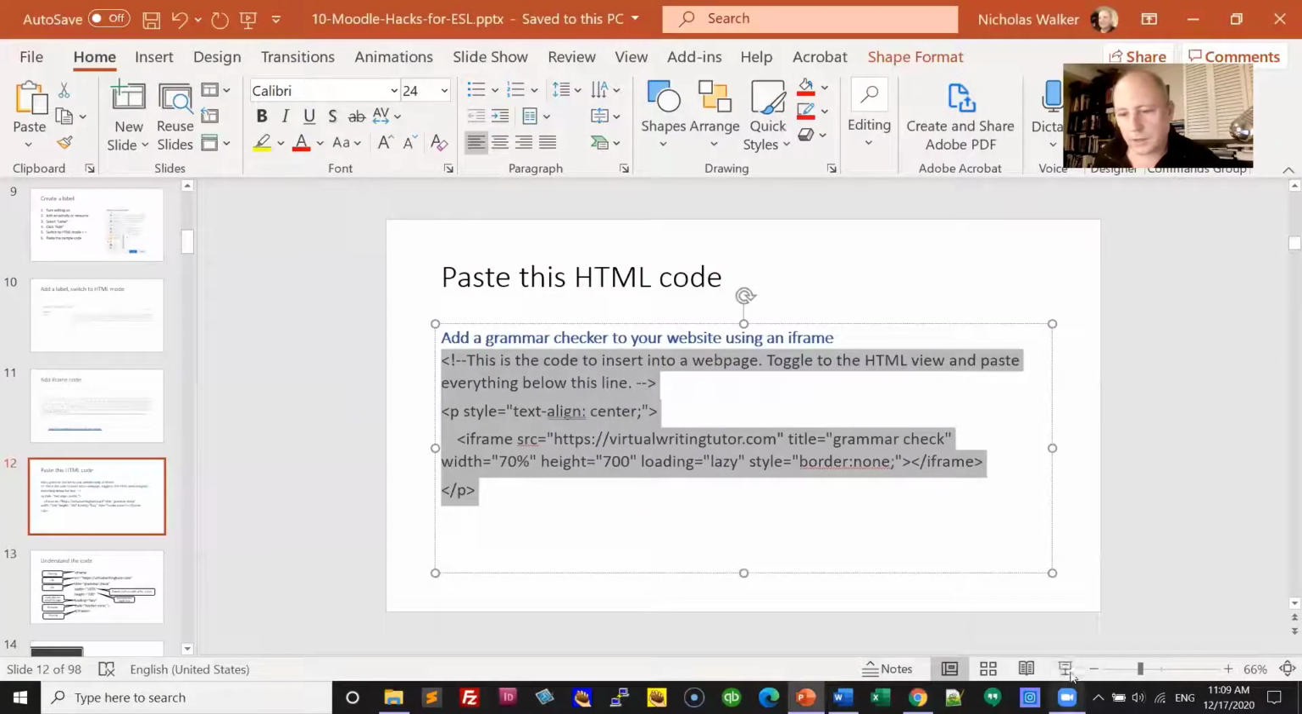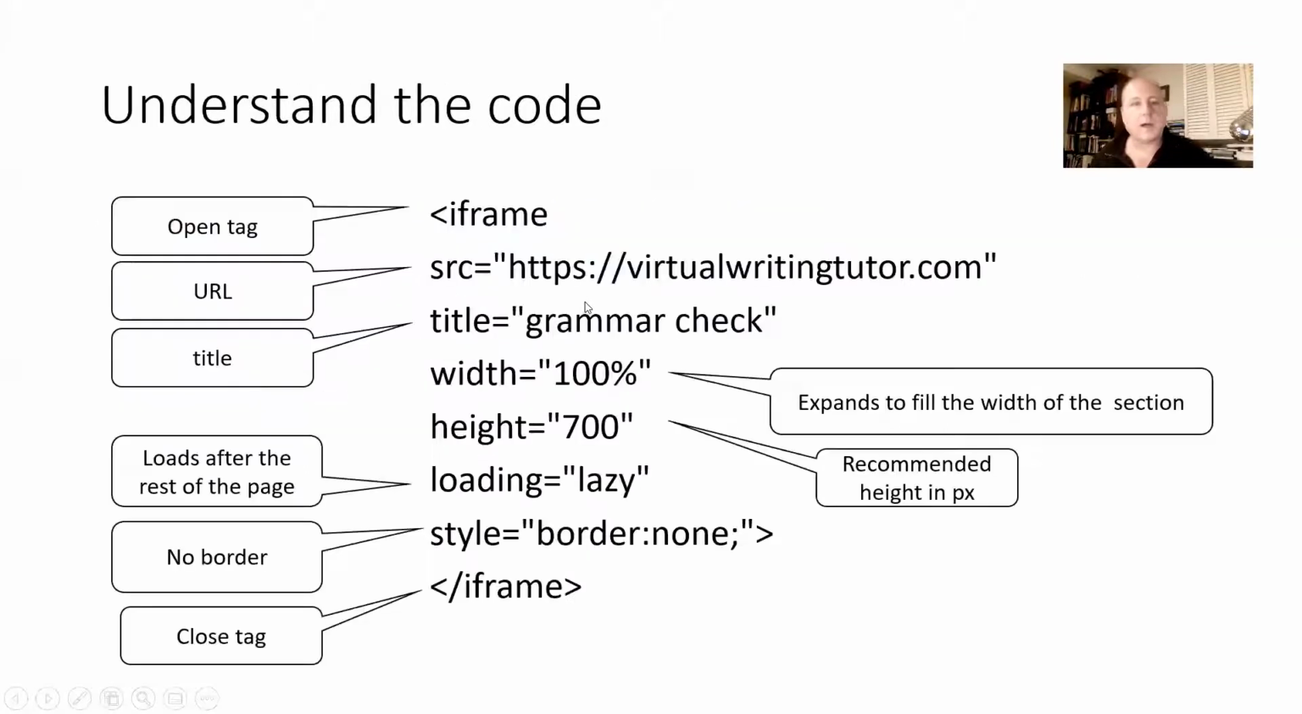Okay. Going back. So there's the code. Let me just explain the code very simply. It's an iframe tag. You need to name the source, src, give it a title. You need to set the width. You can make it 100% or less, and it will expand based on that number. And you need to set a height. I recommend 700. Set the loading to lazy. No border, makes it look like it's fully integrated into the page. And you have to close this section with a closed iframe tag. That's it. That's how it works.